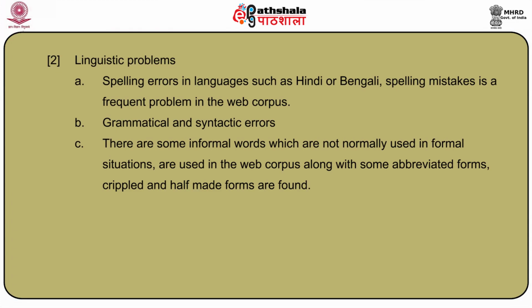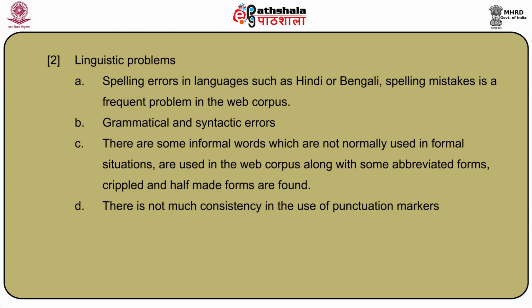Then there are punctuation errors. As we have noted, there is not much consistency in the use of punctuation markers. So repeated use of question marks or interrogative marks or exclamatory marks or several commas or dots or ellipses are very frequently used in the web text corpus. So we were very careful to remove those errors to normalize the text.